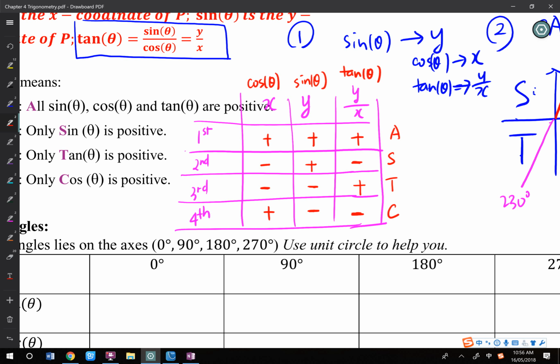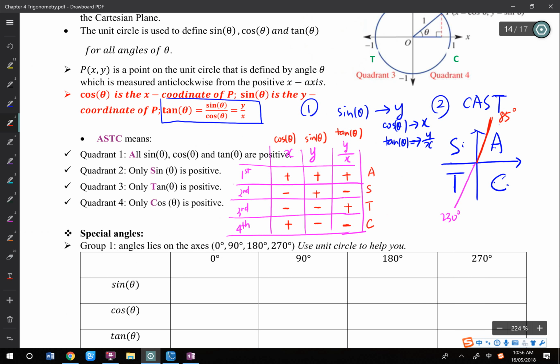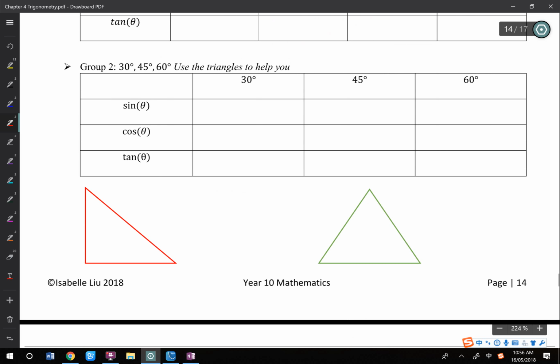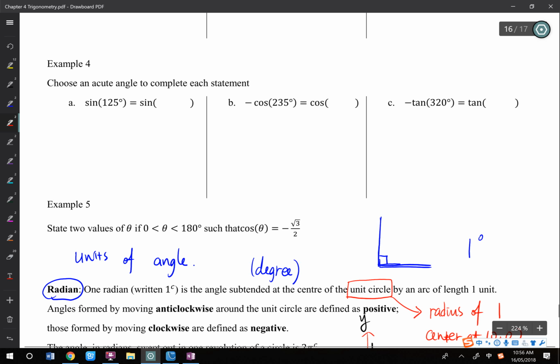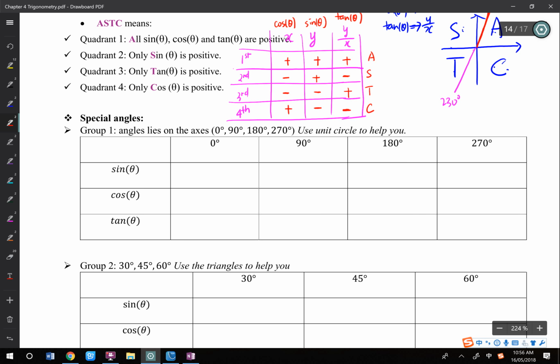Does that make sense, what we went through now? That's how we get the CAST and what the unit circle is and how we get the sine, cosine, and tangent values. Okay, so that's the second thing we talked about. And the third thing we'll talk about today is special angles.